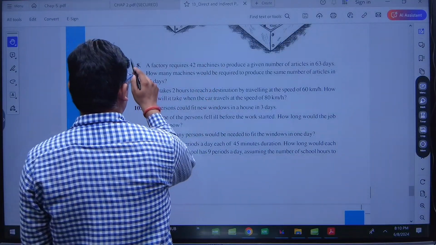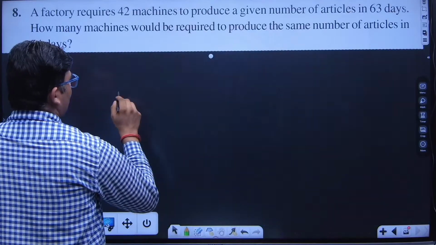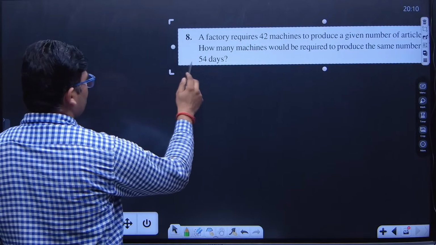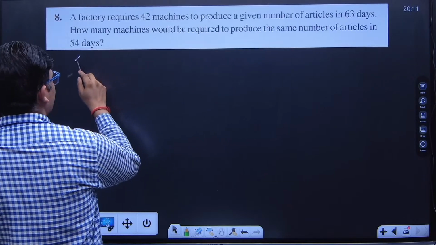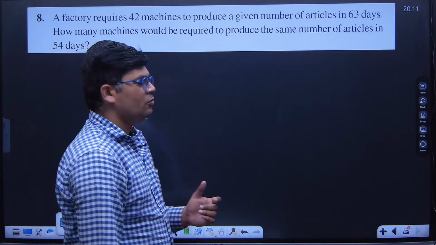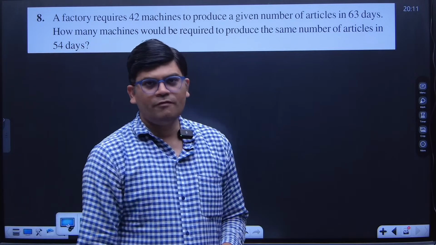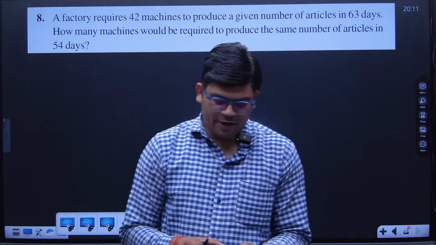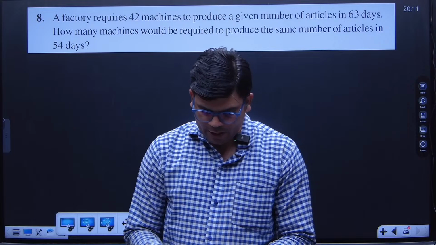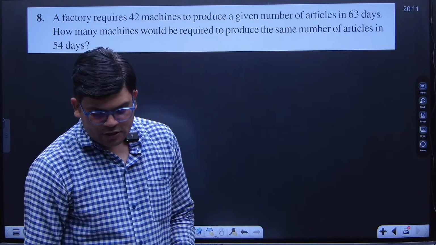Question number 8. A factory requires 42 machines to produce a given number of articles in 63 days. So we have a time bound. We have to complete in 63 days. And machines is how many? 42 machines. The number of articles are fixed. That number of articles will be finished in how many days? 63 days. Good.